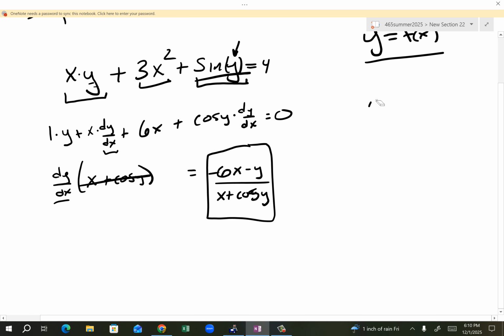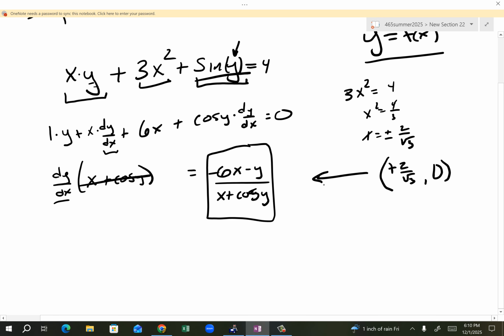No, well, just a minute. If I put in 0 for y, I get 3x squared is equal to 4, I guess. And so x squared would be equal to 4 over 3. So x would equal plus or minus 2 over the square root of 3. Okay? So at the point plus or minus, let's say 2 over root 3 comma 0. If I plug that into here, I would have a slope, yes?